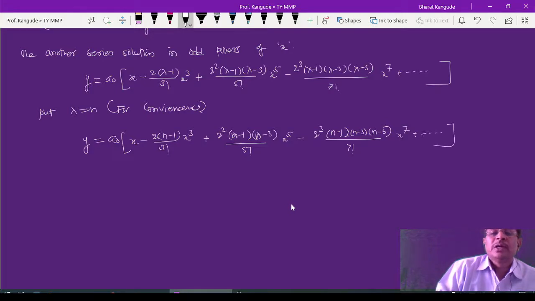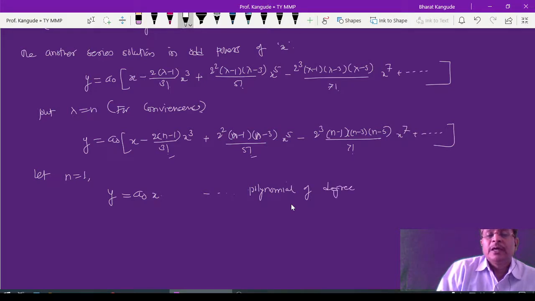Now let's take n is equal to 1. Now when I take n is equal to 1, second terms onwards, n minus 1 is 1 minus 1 is 0. So this term becomes 0. So except this term, I'll get y is equal to simply a0x. So this is my polynomial of degree n is equal to 1.